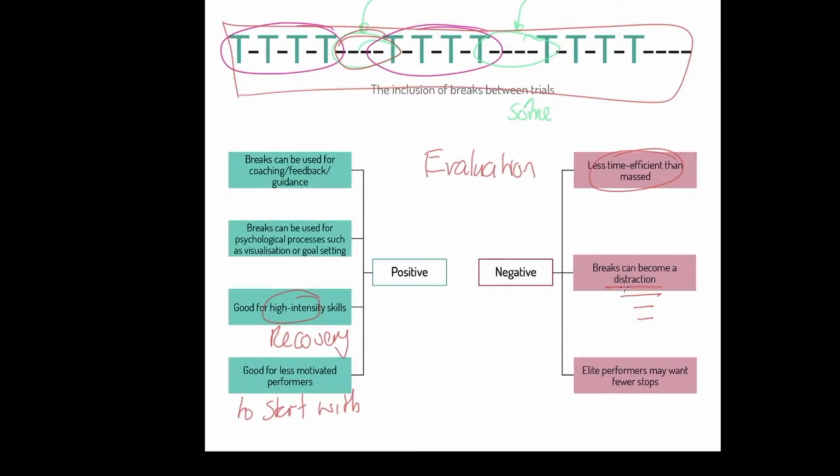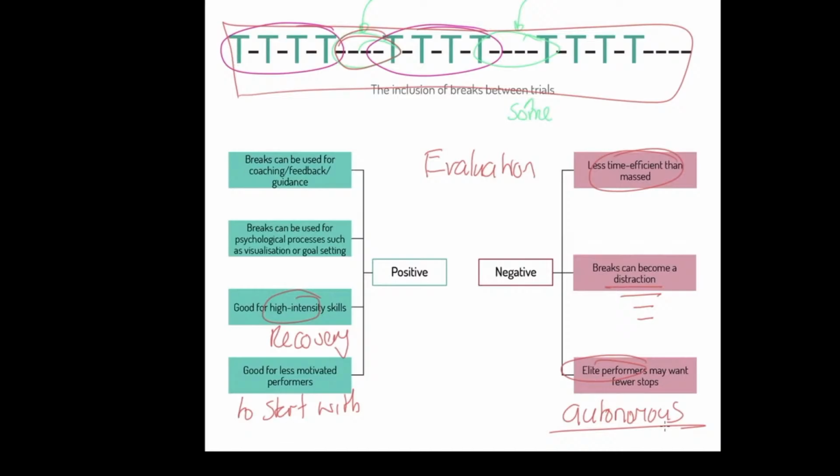The opposite of that is the case if you need feedback, right? If it's not going so well, or for whatever reason you need information, then of course the breaks are useful. And elite performers may want fewer stops. So if you're working with autonomous stage learners, let's remind ourselves of what the key term for our elite performers is. Our autonomous stage learners. They want to get on with it. Okay.